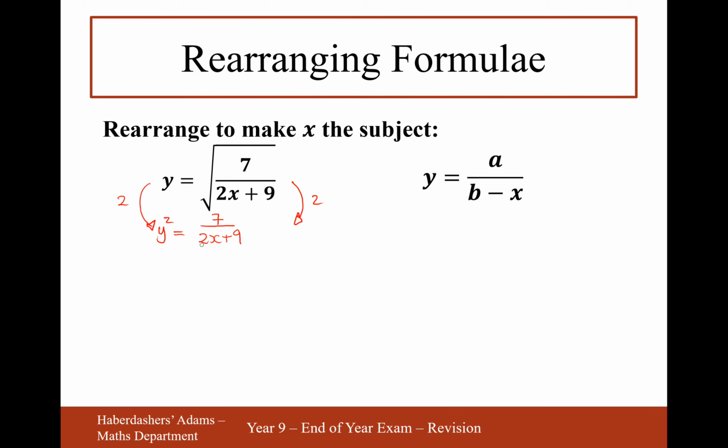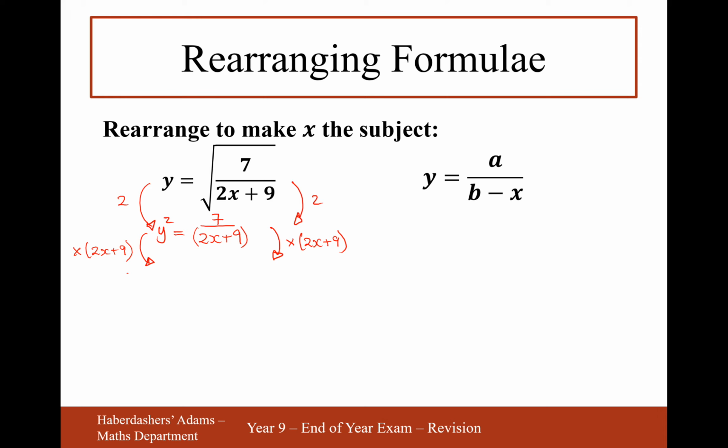The next thing I need to do is sort out the fraction. Ideally, it's so much easier to rearrange formulas when everything's all on one line and there's no fractions involved. So I want to get rid of this fraction, and I'm going to do that by putting the whole denominator in brackets, 2x plus 9, and multiplying it to the other side, multiply by 2x plus 9.